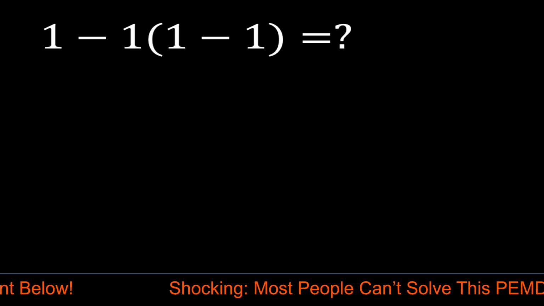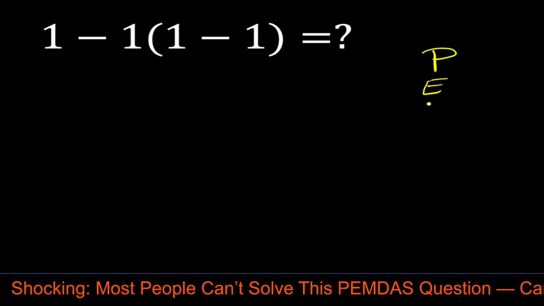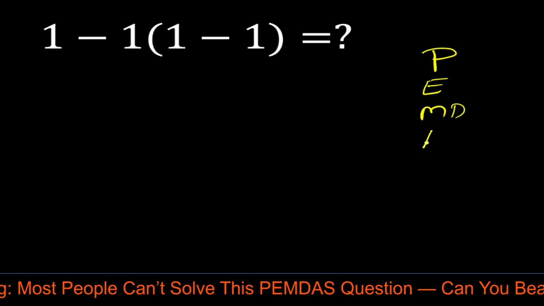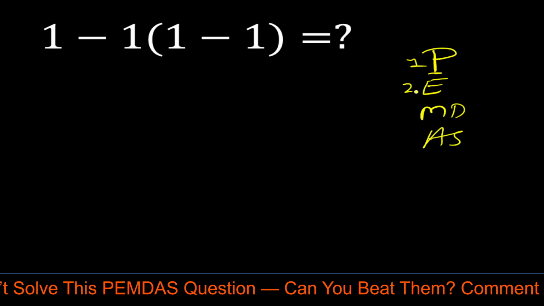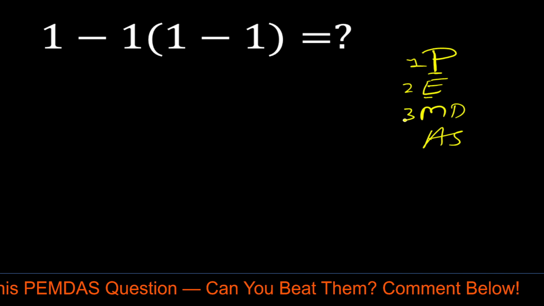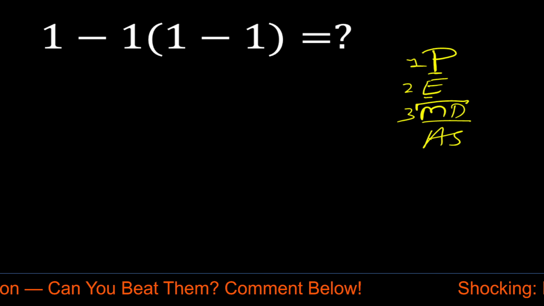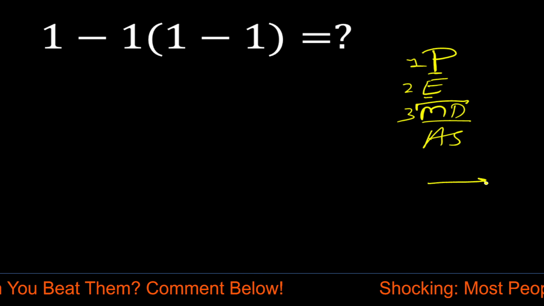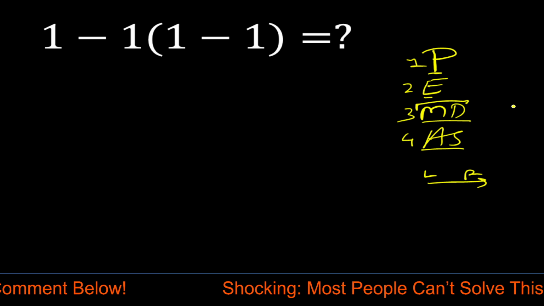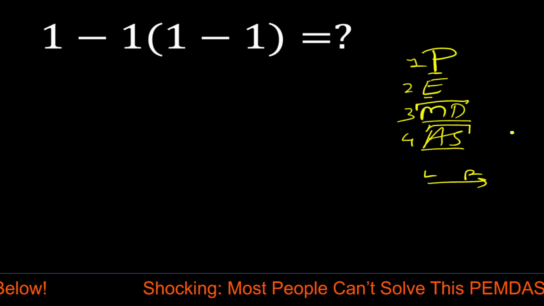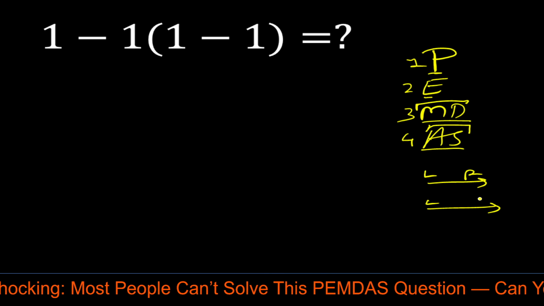Now let's solve this problem correctly by using the PEMDAS rule, right? PEMDAS, P-E-M-D-A-S. According to the PEMDAS rule, first priority is parentheses, then second priority is exponents, then third priority is multiplication and division. Here multiplication and division both have equal priority, so we have to solve it from left to right. Then fourth and last priority is addition and subtraction. So addition and subtraction both have equal priority, so we have to solve it from left to right.